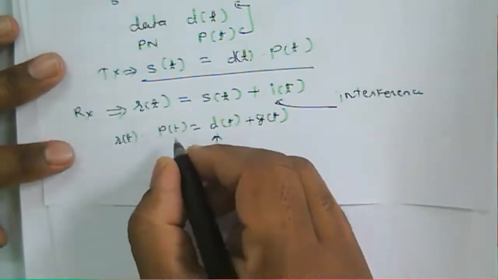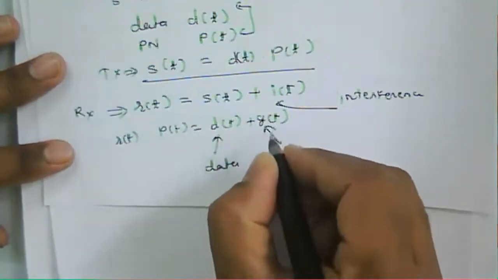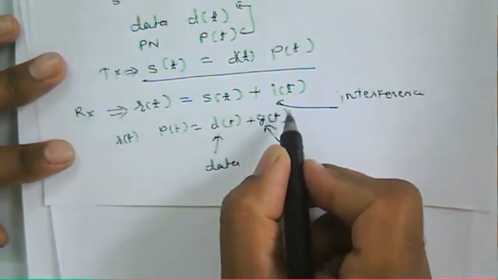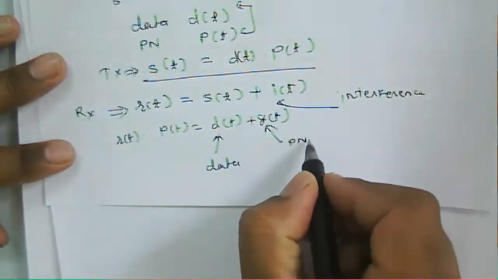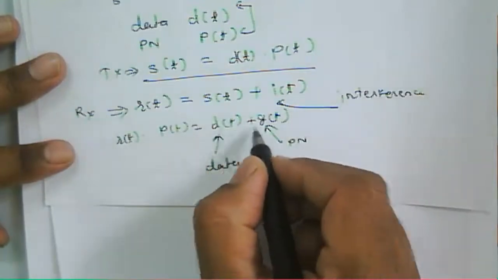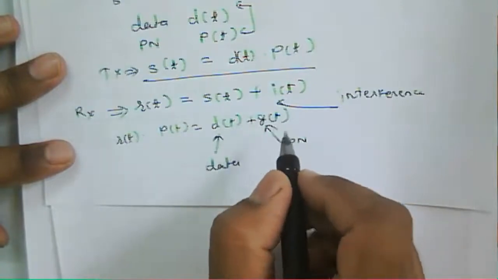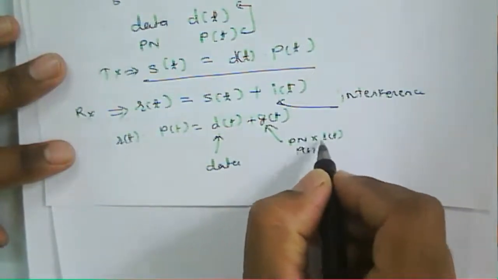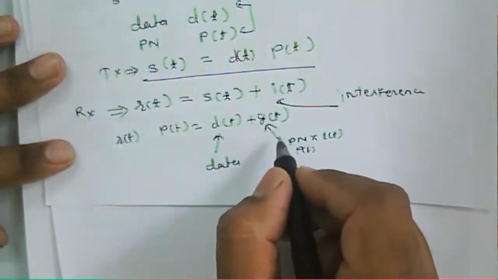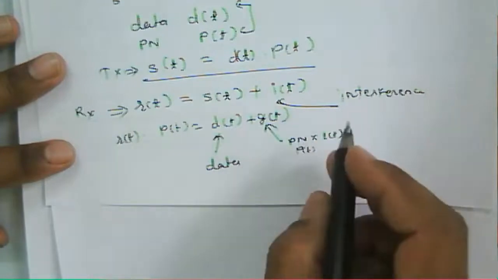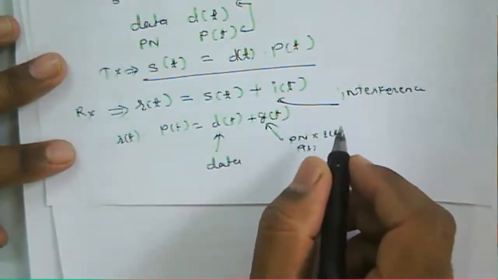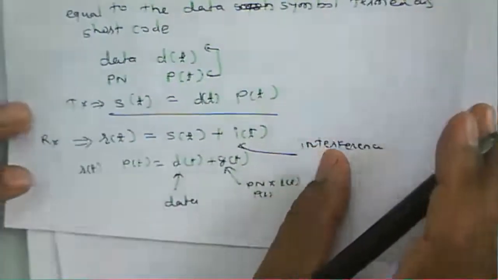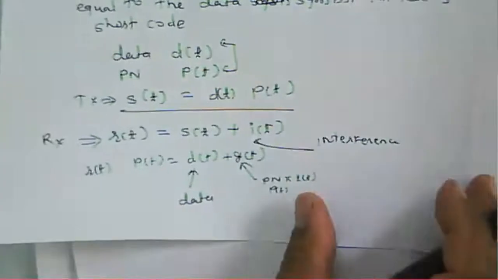And that G of t is nothing but an interference signal that is spread with a PN sequence. So that's why, the data we are receiving as well as the G of t, the interference signal, will be multiplied with the PN, that is I of t. This means P of t into I of t. So we'll get this G of t with a spread bandwidth that is that of the PN sequence. So that is how the interference effect occurs on the data.